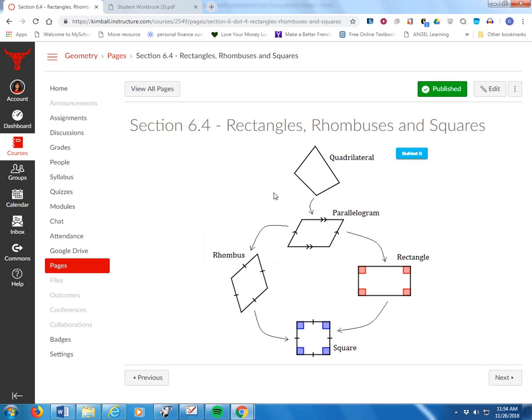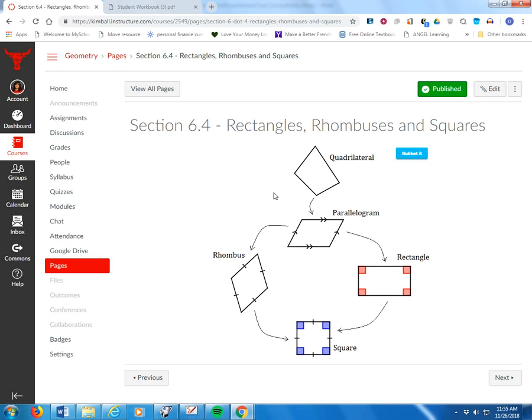Hopefully you've seen rectangles and squares before in elementary math, right? Properties of a rectangle and a square. A square, all sides are equal. All angles are 90, so they're all congruent. A rectangle, opposite sides are equal. All angles are 90. Right? Square, rectangle.